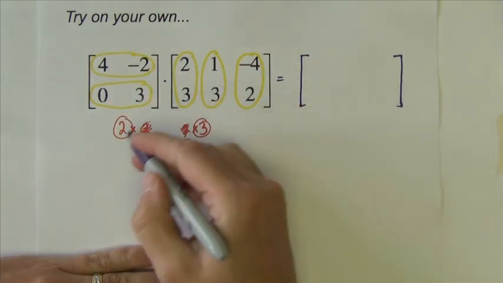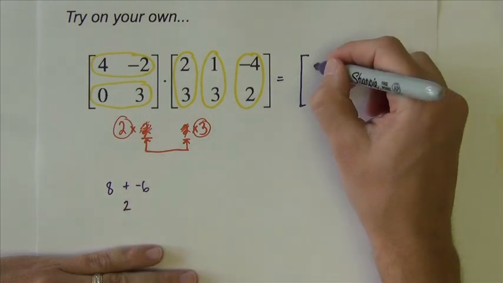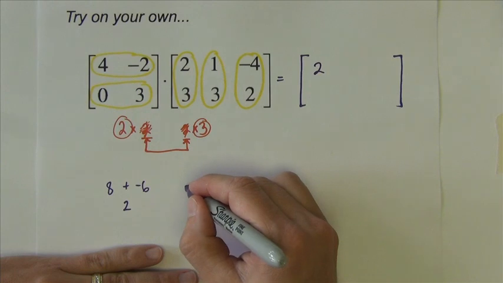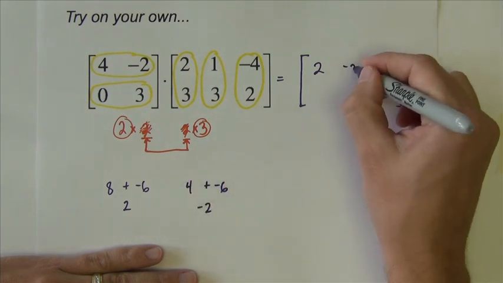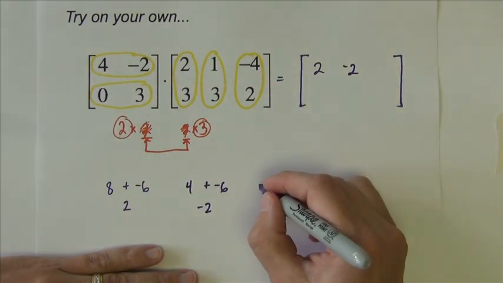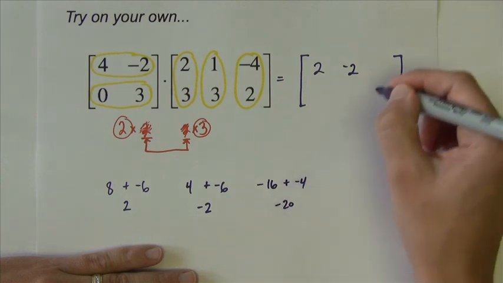Row 1, column 1. It's 8 plus negative 6, which is 2. Row 1, column 2. That's 4 plus negative 6, which is negative 2. Row 1 with column 3. It's negative 16 plus negative 4, negative 20.